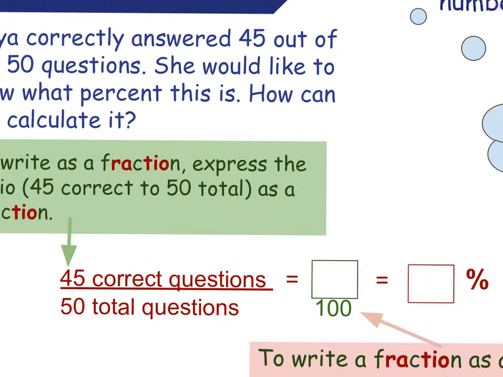90 out of 100. In order to change a fraction, whatever you do to the bottom, you do to the top. And you get 90 out of 100, which is really 90 per 100, which is literally 90%. That's one way of changing it.